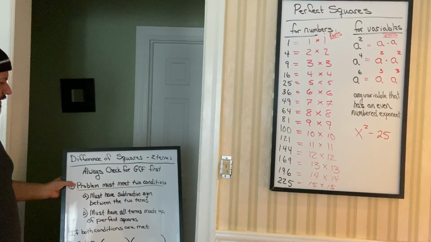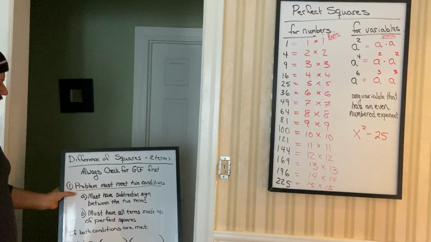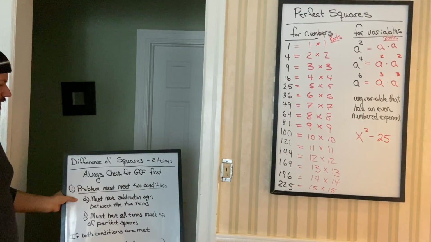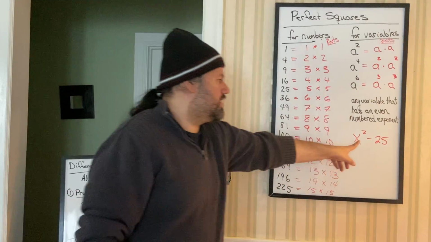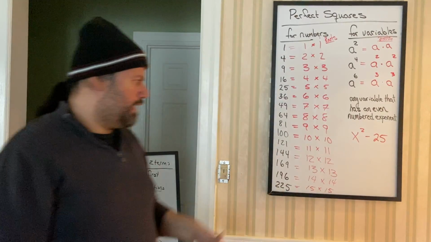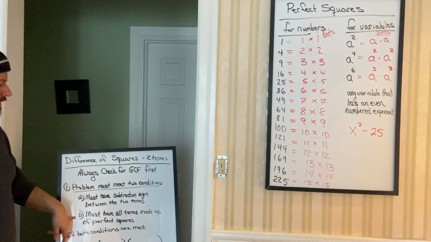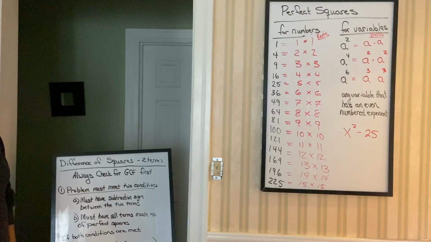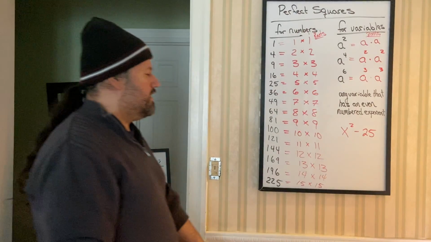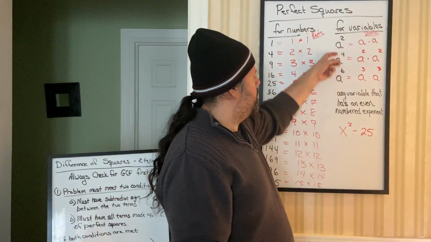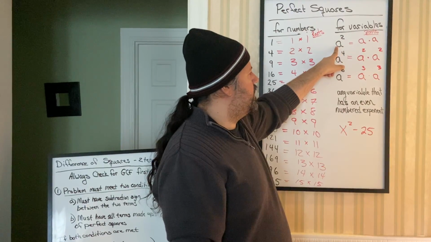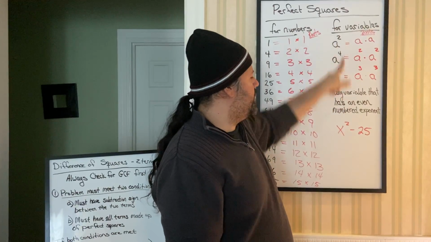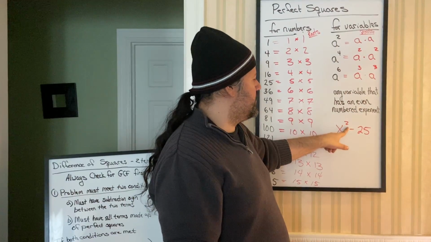Before we start factoring, we have to see if it meets the 2 conditions. The first condition, is there a subtraction sign between the 2 terms? Yes, there is a subtraction sign between the 2 terms. So we met condition A. But we also have to meet condition B as well. Are all terms made up of perfect squares? So let's see if they're on the list. X squared, just like a squared. So it doesn't matter if this says z or w. X squared, perfect, because it has an even number exponent.